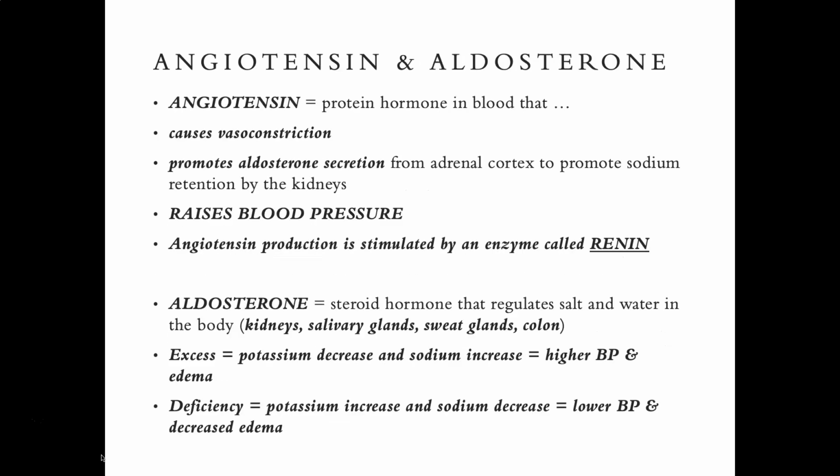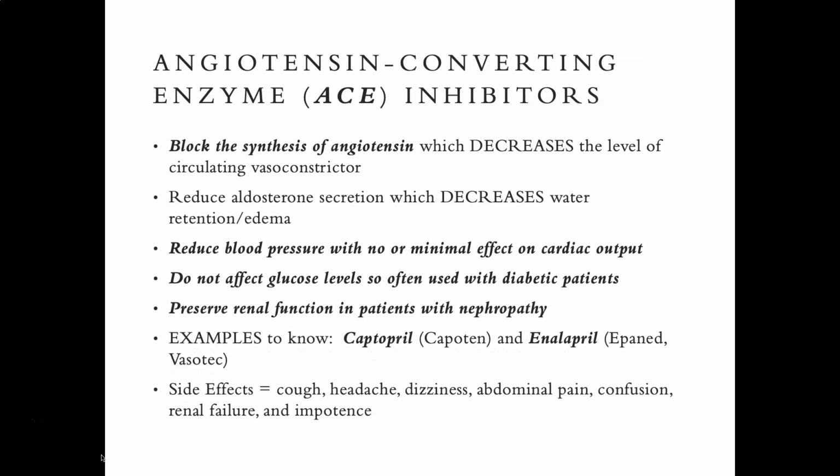So now that you know about angiotensin, aldosterone, and renin, what does that mean when we're talking antihypertensive drugs? Well, the first one we're going to talk about is called an ACE inhibitor, an angiotensin converting enzyme inhibitor. So it's exactly what it says. It's inhibiting angiotensin. It's blocking the synthesis of that, which decreases the level of circulating vasoconstrictor, which reduces aldosterone secretion, which reduces water retention and edema and reduces blood pressure.